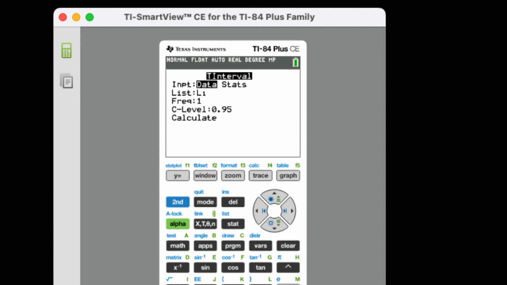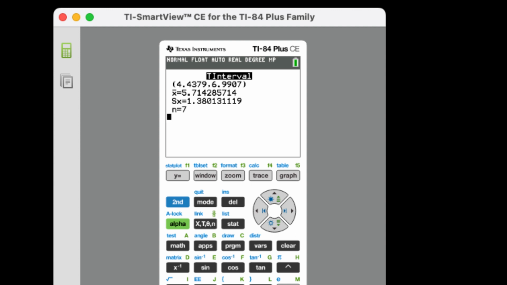I can do this with data, but what list does it go to and use? L1. Is this a 95% confidence? Yes. So I can do this after I just hit the data in L1. I don't have to get the mean and standard deviation. I just tell it to go to L1 and calculate, and what should you get?